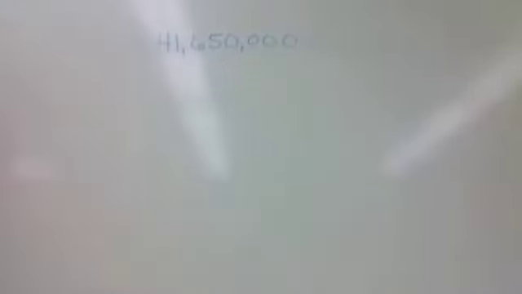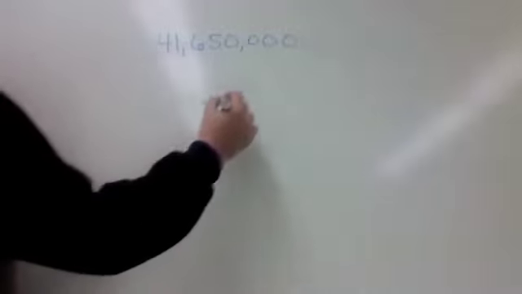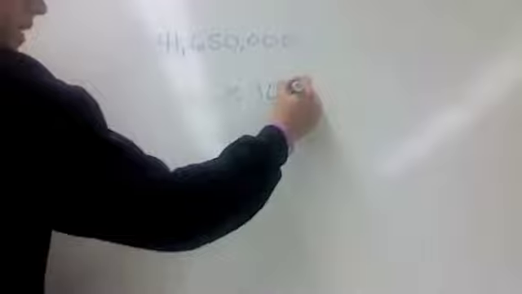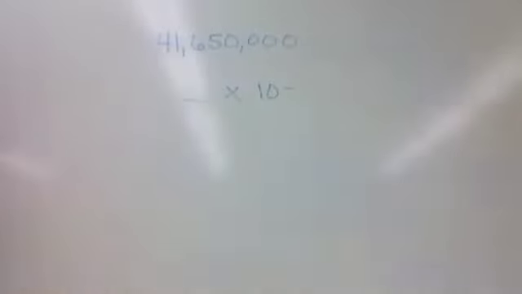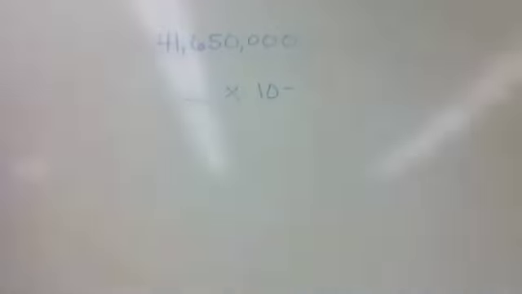So let's take a look at an example here. We're going to try to take 41,650,000 and turn it into scientific notation. If you remember from science class, or from elementary or middle school, scientific notation is going to look like something times 10 to some power. So we're looking for some number times 10 to some power. In this case, we have 41,650,000.